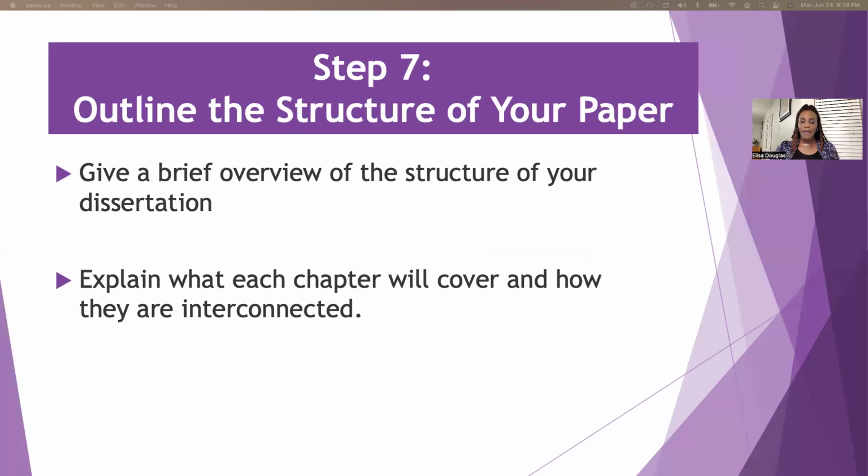The next step is for you to outline the structure of your thesis or dissertation paper. So this is really like providing a roadmap, right? You will give a brief overview of the structure of your paper and explain what each chapter will cover and how each chapter is interconnected. So this roadmap will help to guide readers, because they will better understand the flow of your dissertation or thesis paper and what they can expect in each chapter.